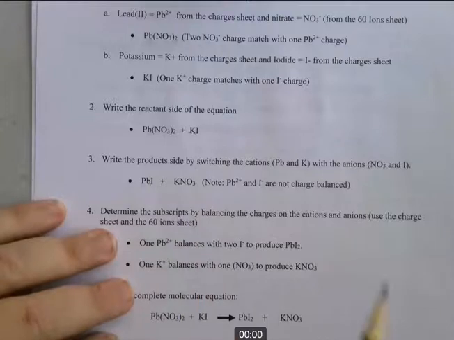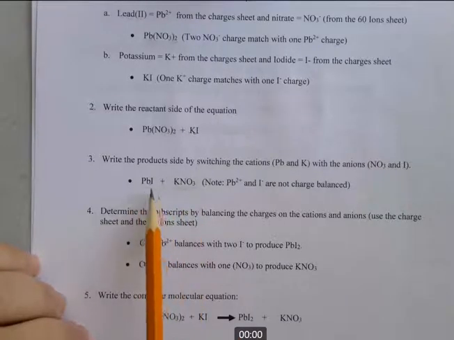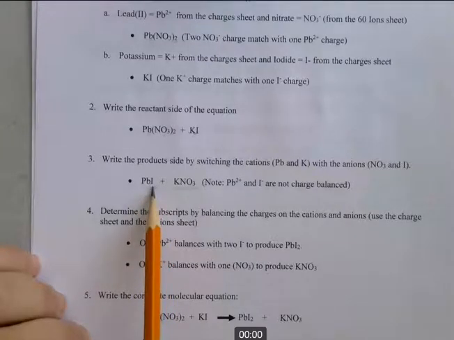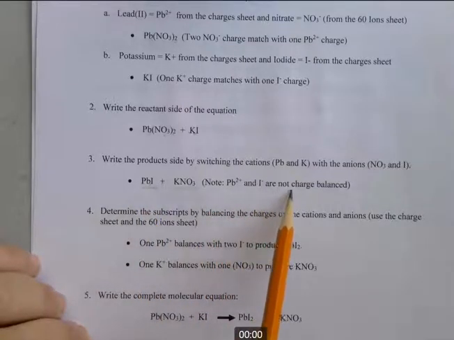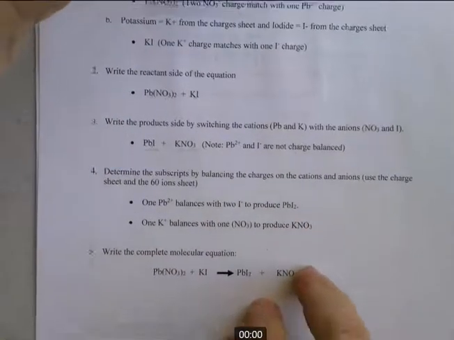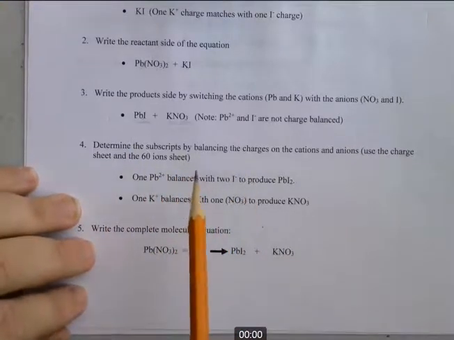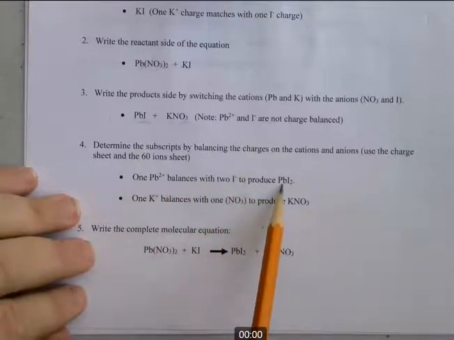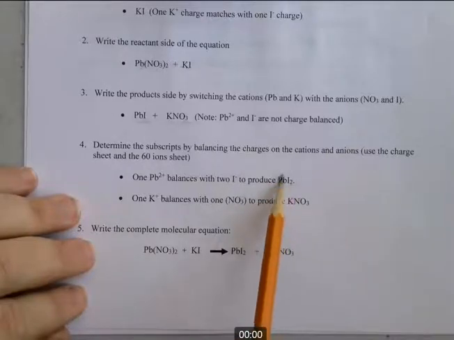All right, so notice one thing here. K is a plus 1 and NO3 is a 1 minus, so those balance. But Pb is a 2 plus and I is a 1 minus, so they're not in balance. That means you're going to need 2 of the iodines to balance with the Pb. So Pb 2 plus and I 1 minus are not charge balanced. Now you have to use that to determine the subscripts, and you can use the 60 ion sheet. So 1 Pb2 plus balances with 2 I minuses to produce PbI2. 2 plus, 2 times 1 minus. So that's how you determine the subscript.